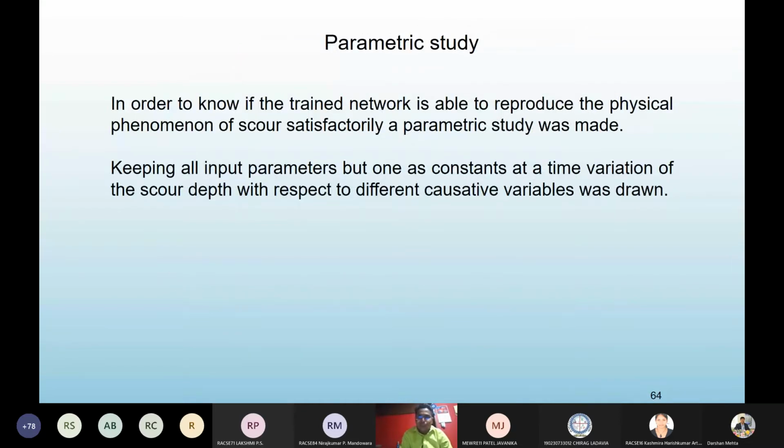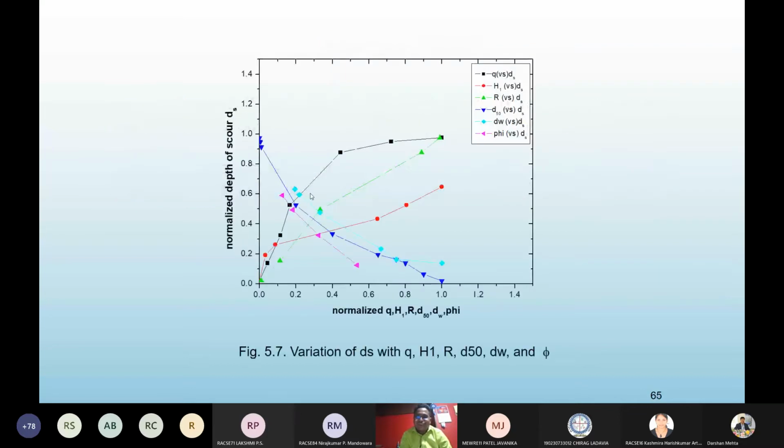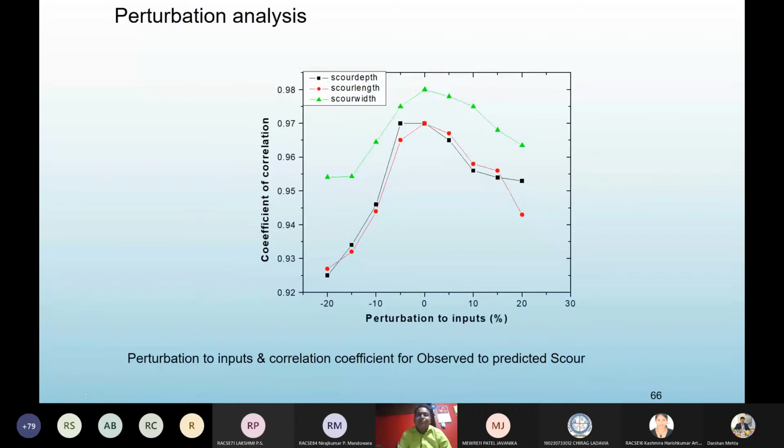You can see here, keeping all inputs but one as constant at a time. You can see this one, Q: more Q, more scour. More head, more scour. More bucket radius, more scour. If bed material increases, it is an inverse relationship, right? If the bed material is stronger, you will get less scour. So it's proved already.